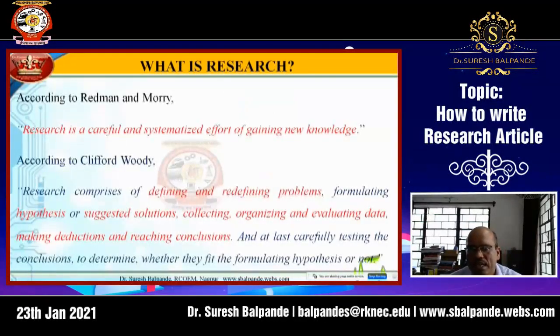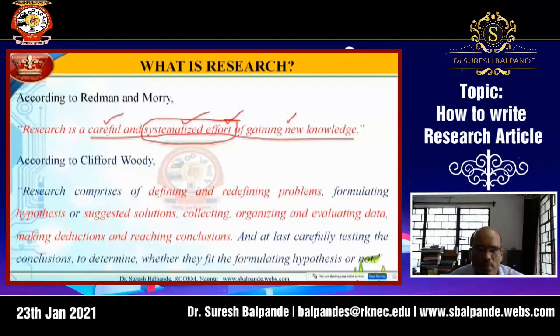Now, as per the scientists, these popular scientists have quoted a few important definitions of research. What is research? So we'll pick up the important words. It is careful and systematic efforts of gaining new knowledge. This is a very interesting definition of research. We have to do it carefully, and systematic efforts are important. If you do it systematically, definitely you will have success in gaining new phenomena, new knowledge.